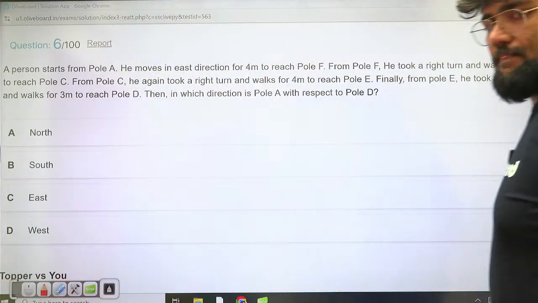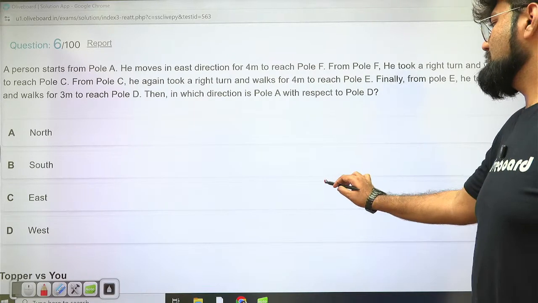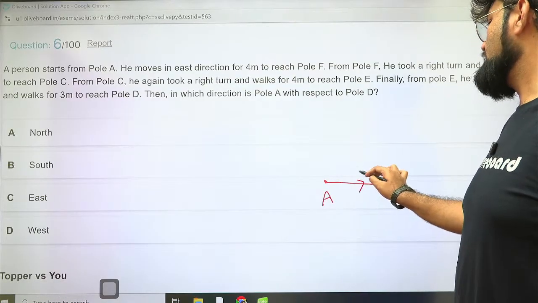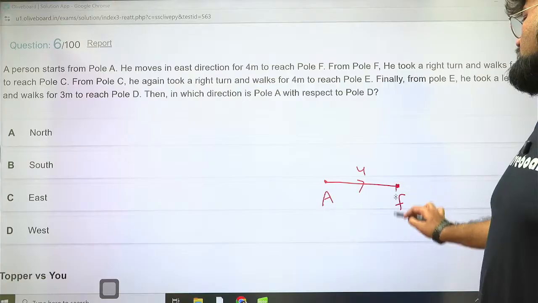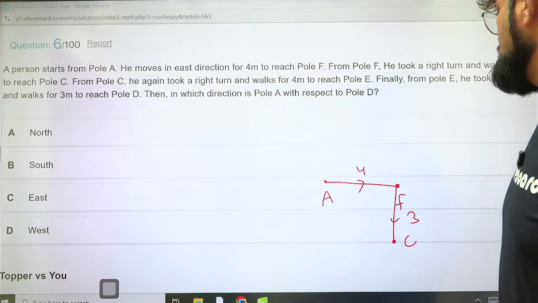A person starts from pole A, moves in the east direction for 4 meters to reach F. From pole F, he took a right turn and walks for 3 meters to reach pole C. What is the question? The question is pole A with D. Okay.